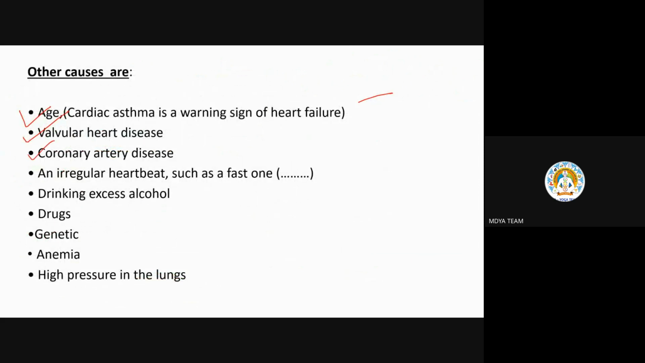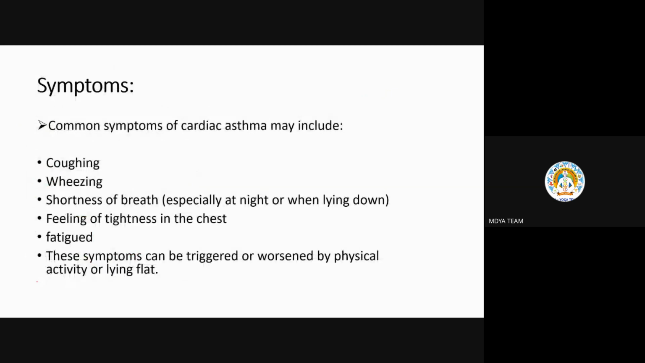Coronary artery disease also can lead to it, because again there is narrowing down of the passage there, and it can lead to irregular heartbeats such as faster heartbeats. Who will tell? I knowingly kept it like that. Palpitation. Yes, very good. Drinking excess alcohol, drugs, genetic, these are the normal causes. Anemia is when there is deficiency or lack of blood. And high blood pressure, of course, this is the main cause.